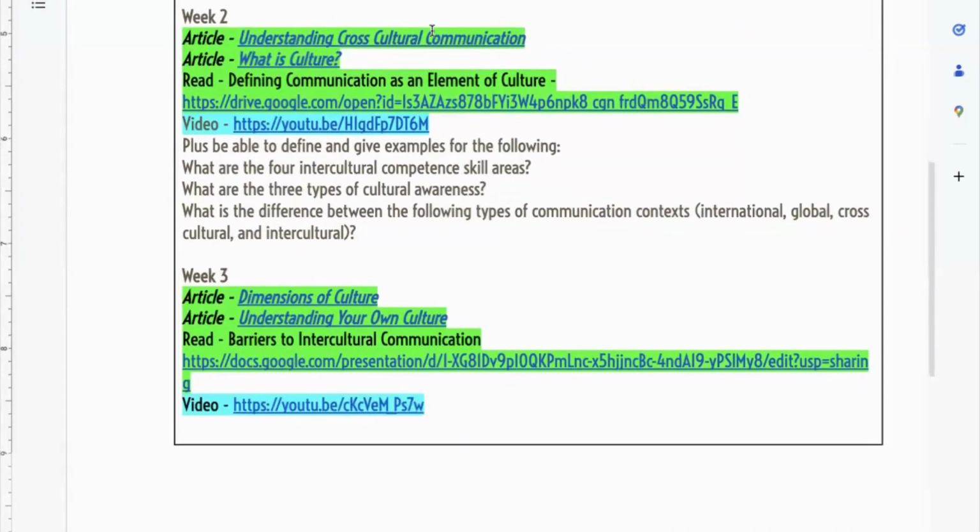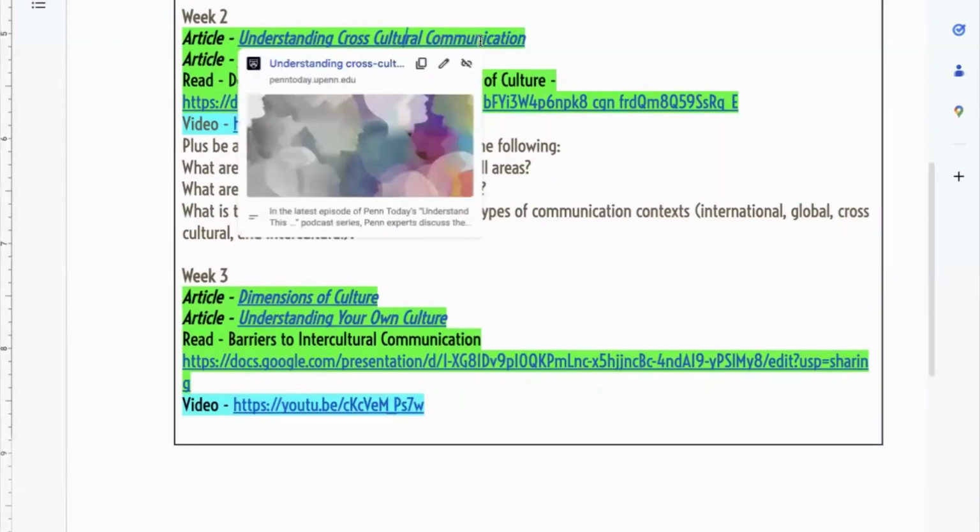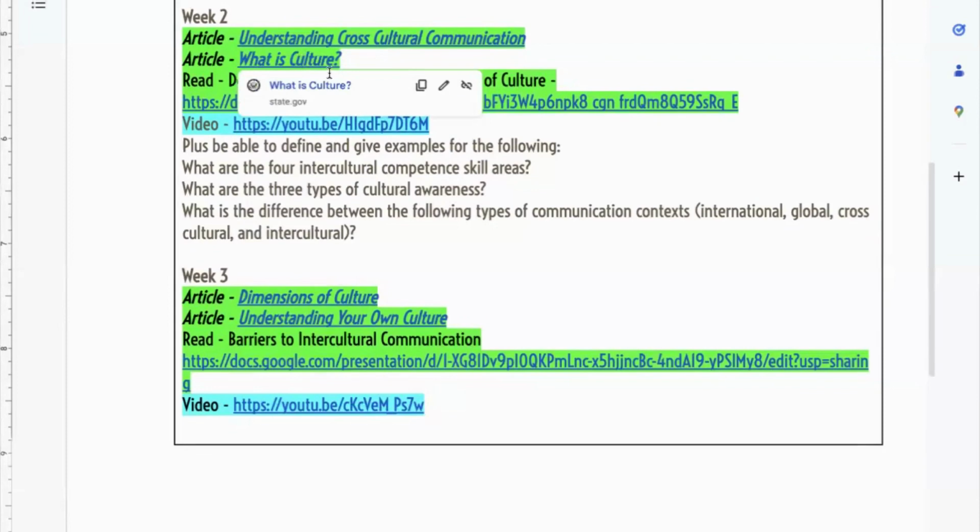Also, understanding cross-cultural communication and what is culture. Those are 2 resources: this one's from Penn State, and this one is from the Department of State. I was very excited about the Department of State resources this semester. So also be able to let me know what a culture is and how to recognize those cultures, and be able to give me examples as well.